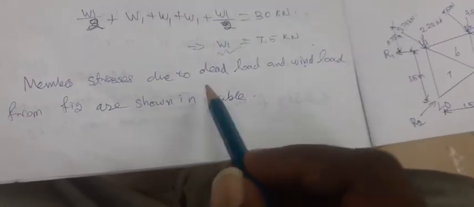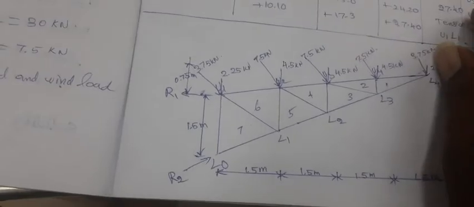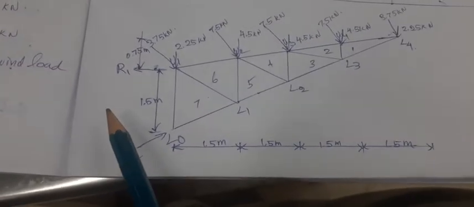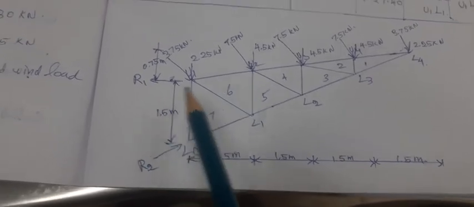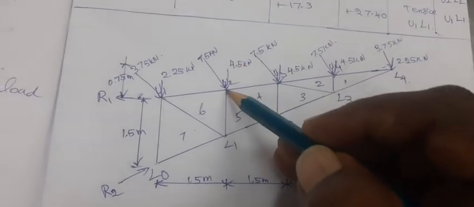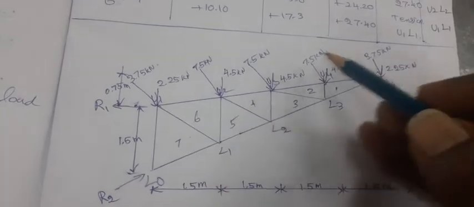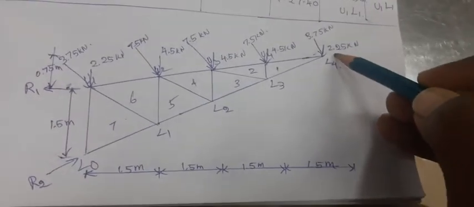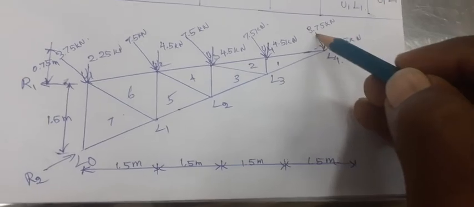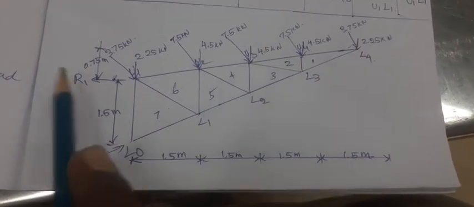Member stress due to dead load and wind load from the figures are shown in the table. I am explaining in these tables. Here we see the actual half portion of the plane. Here I am saying 7.5 is the wind load and 4.5 is the dead load calculation. The end panel has a dead load of 2.25 and this end also has 2.25, and the wind load is half of the wind load, 3.75. So here I am naming like this.